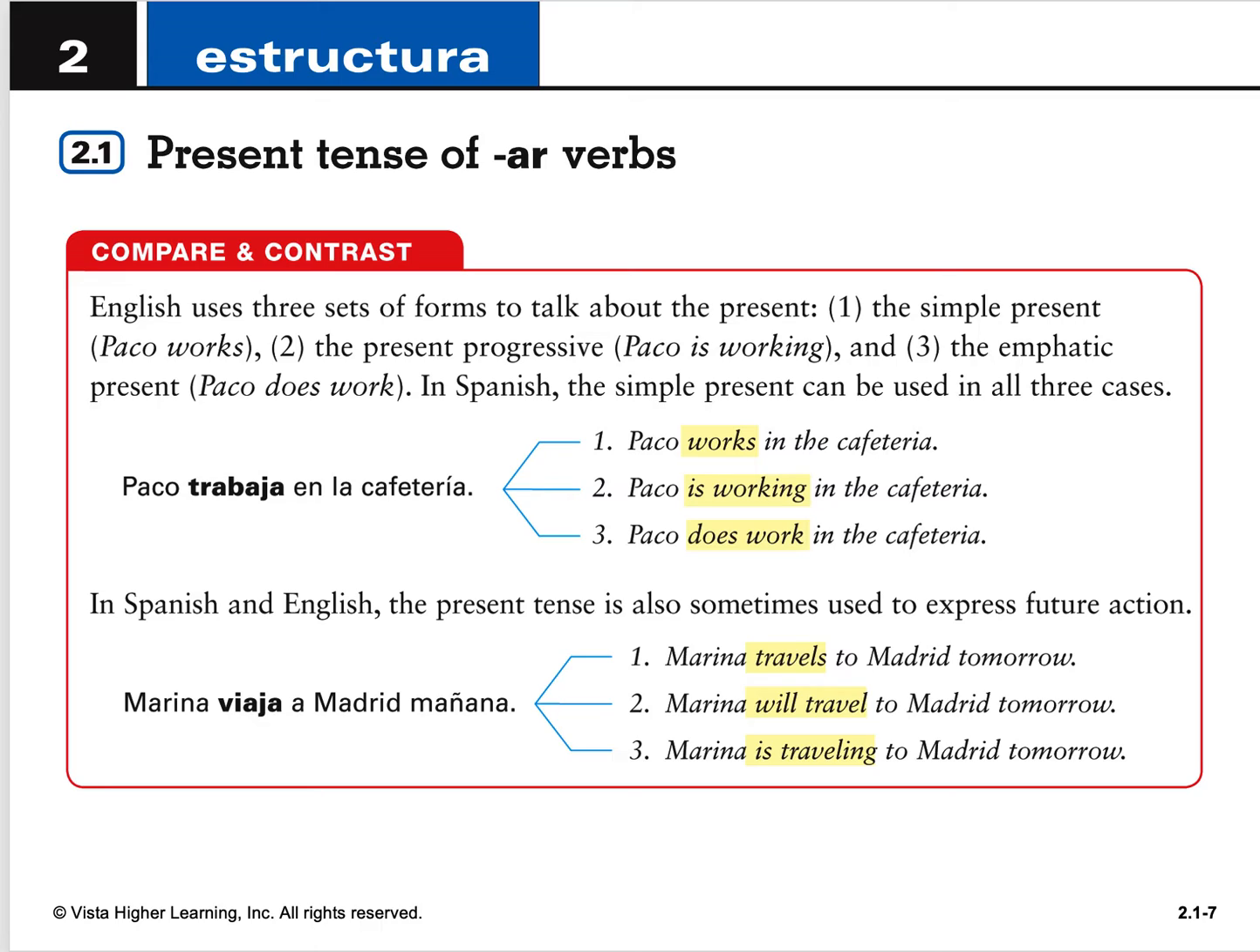So, Paco trabaja en la cafetería could mean Paco works in the cafeteria, Paco is working in the cafeteria, or Paco does work in the cafeteria. How do we filter through this? It's all about context. It is very important as you look at this, we look at context.